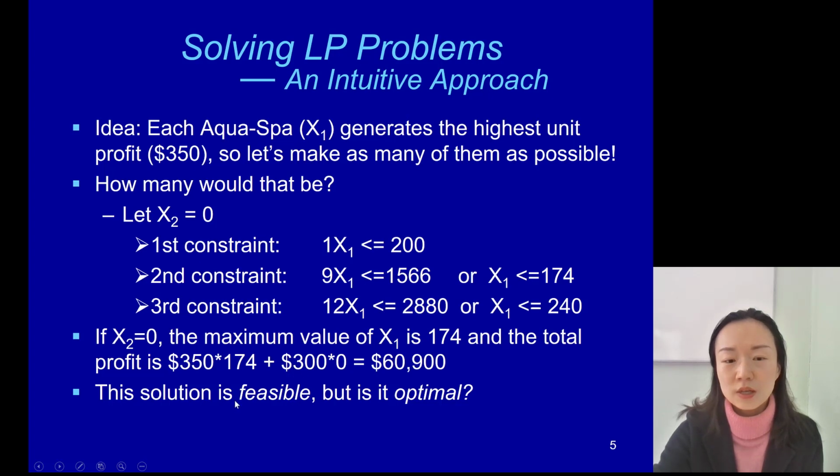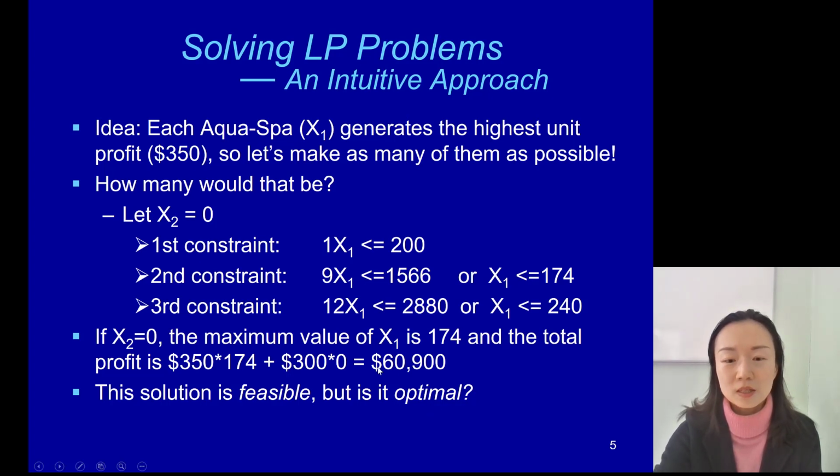This solution is a feasible solution, which means that it satisfies all the constraints. In fact, that's how we get our x1 value, right? So we look at if we set x2 to be 0, what would be our x1 value using all the 3 constraints? So this x1 being 174 and x2 being 0 is a feasible solution to our model that satisfies all the constraints. But is it the optimal solution?